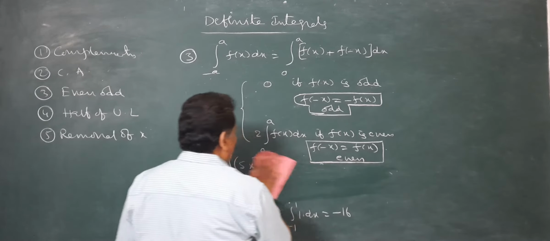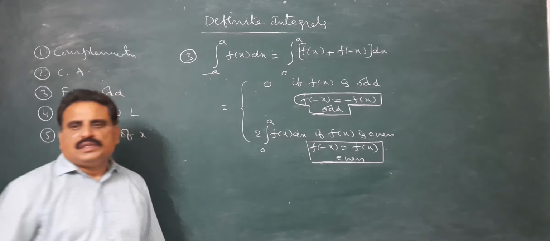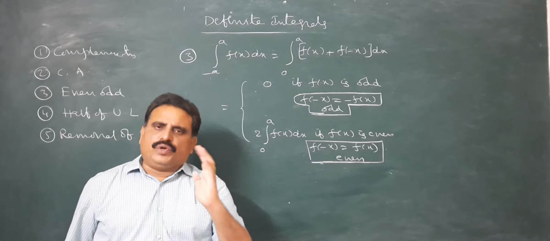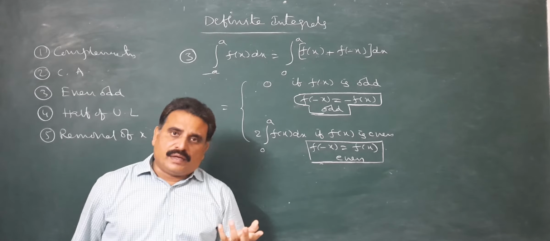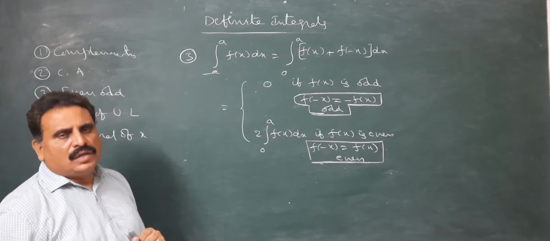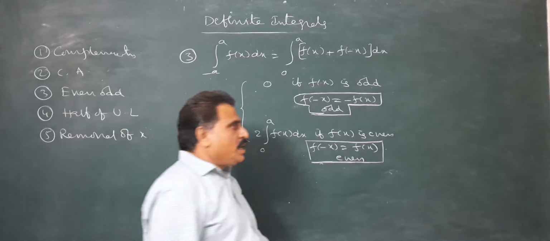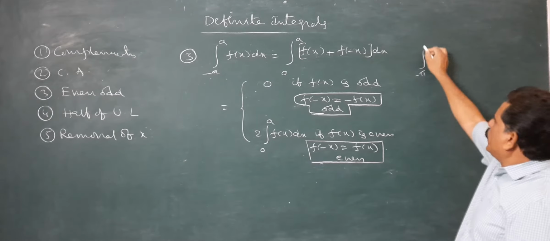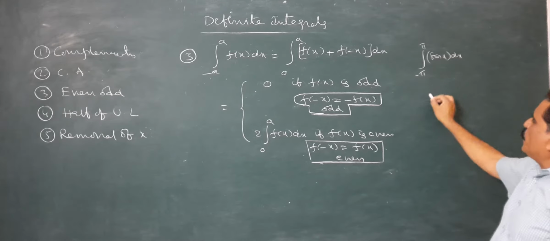What is the geometrical interpretation of this formula? Every even function is symmetric to the y-axis. Every odd function is skew symmetric. For example, if you take integral minus pi to pi sin x dx, sin x is an odd function, so that value is 0.